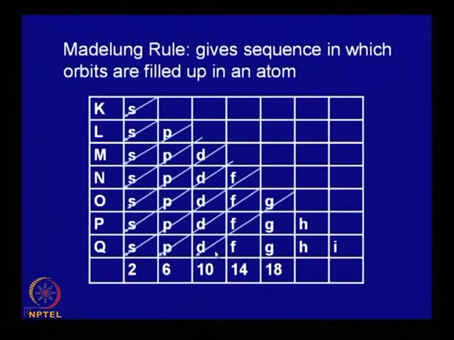And the way these shells get filled up is given in this diagram, which is known as the Madelung rule. This gives the sequence in which orbitals are occupied by electrons in an atom. So, first we will draw a line here. This first is the S subshell, that is 1S, K. Next it starts from here, and then it goes here, and this arrow gives the way these shells get filled up.